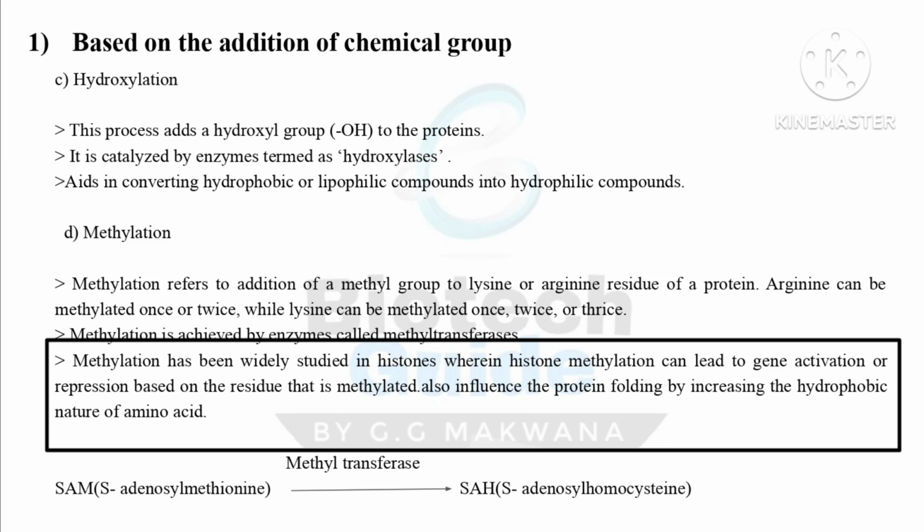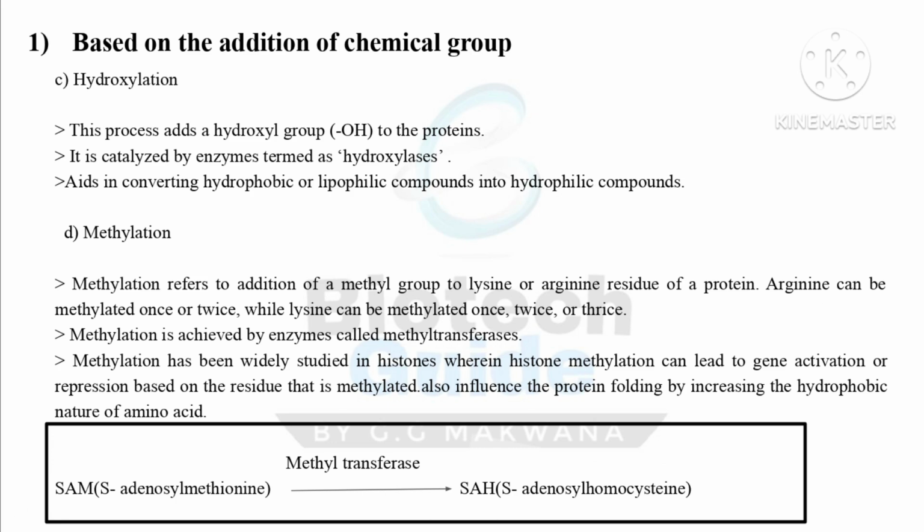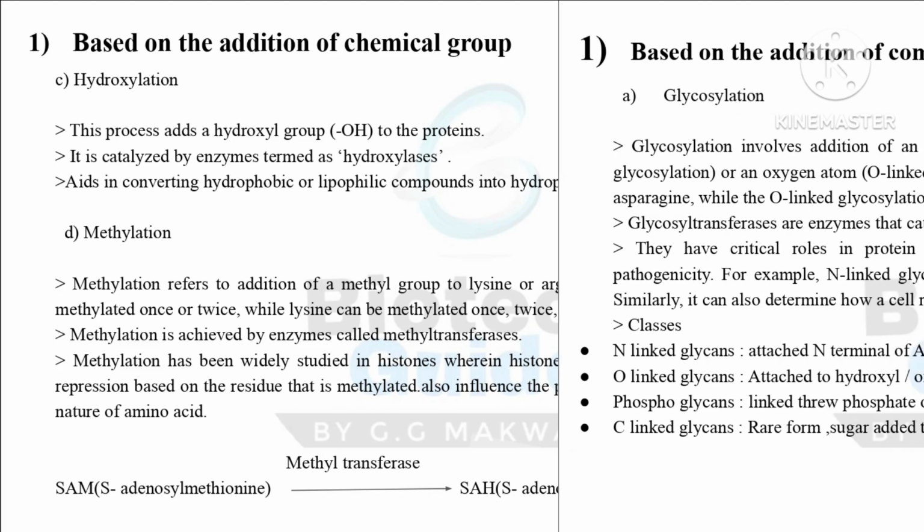Here we have to note that methylation has been widely studied in histones, wherein histone methylation can lead to gene activation or repression based on the residue that is methylated. It also influences protein folding by increasing the hydrophobic nature of amino acids. So these are the applications: gene activation, repression, and also protein folding. And this is the simplest mechanism, where S-adenosyl methionine is converted into S-adenosyl homocysteine via the methyltransferase enzyme. So this is all about addition of a chemical group post-translational modification.